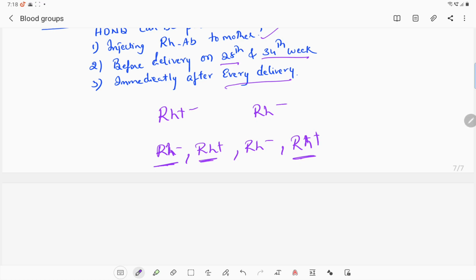The second baby is Rh positive. The mother's immune system recognizes the Rh antigens, so it will produce the Rh antibodies. But by the time the mother produces the Rh antibody, the second baby is already delivered. The third baby is Rh negative, so there are no Rh antigens, and the mother's immune system will not act on the baby. But the fourth baby is Rh positive. The mother's immune system will recognize these Rh positive antigens and react with them. Then erythroblastosis fetalis occurs in the fourth child. Right. So please, while doing these types of questions, think like that.